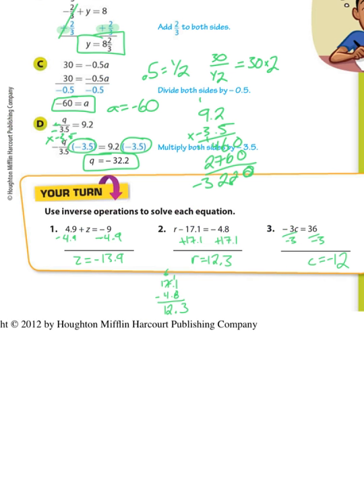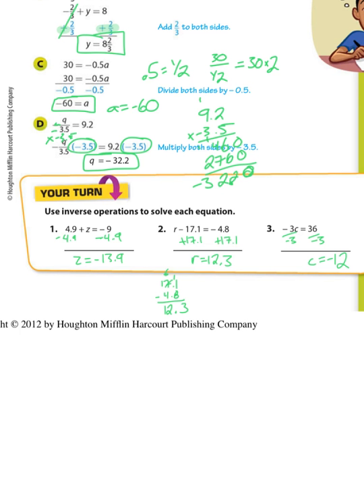All right, and there are our solutions. Number 1, we subtract 4.9 from both sides. Negative minus a number goes further from 0, more negative. You might have thought of that as negative 9 plus negative 4.9. I know I did. Number 2, we add 17.1 to both sides.